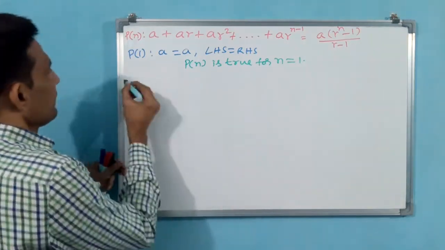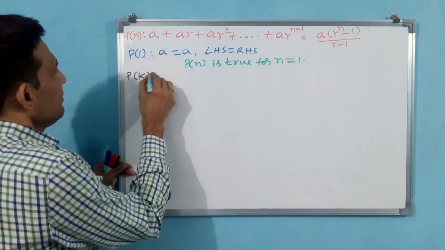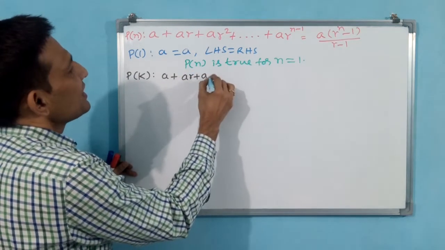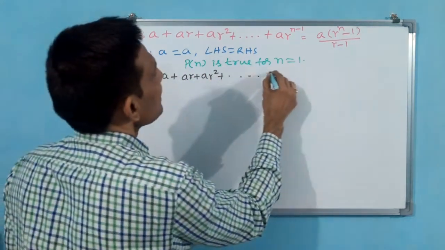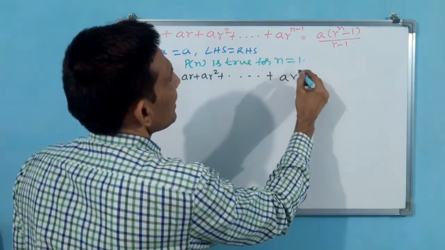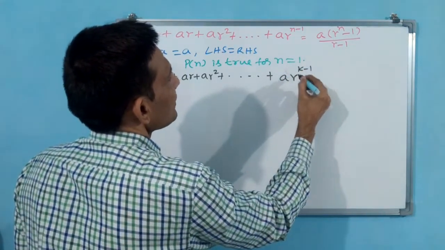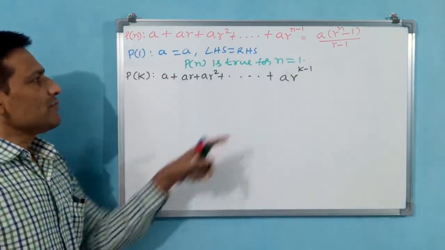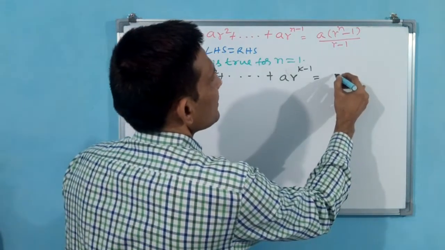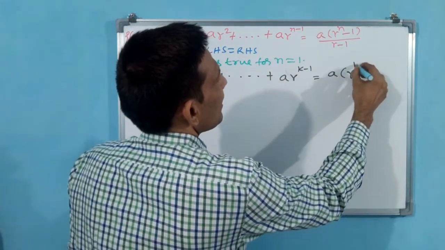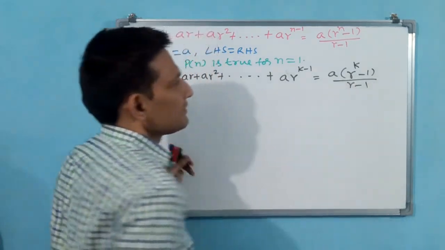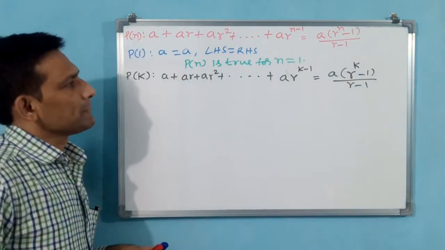P of k: simply copy Pn. A R square plus A into R power k minus 1. A into R power k minus 1. Okay, Pk is equal to A into R power k minus 1 divided by R minus 1. Is it okay? Okay.